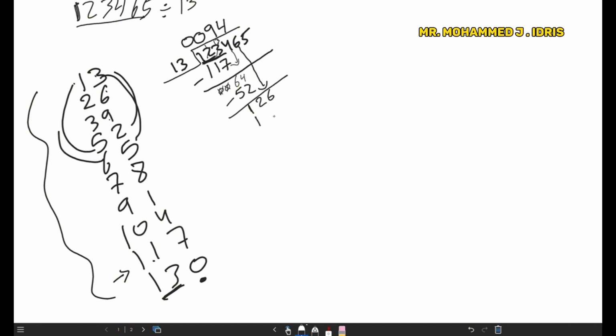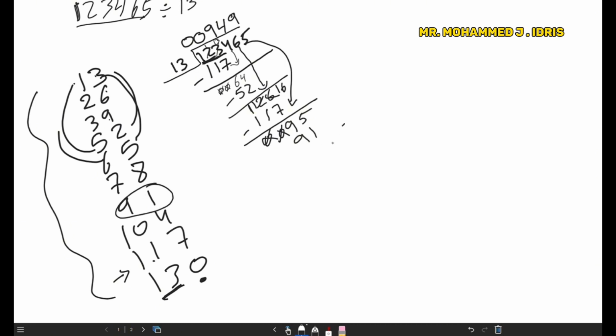Which number here is closest to 126? Which is 117, which comes again from 9. We subtract now. 6 minus 7 you can't, it becomes 16, and this becomes 1. 16 minus 7, 9. 1 minus 1, 0. 1 minus 1, 0. Not important, zeros on the left. Next digit goes down, 5.